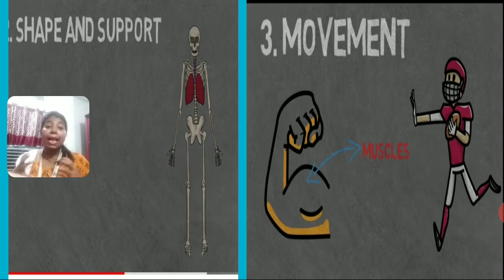Clear? The joints help us to twist and turn the different parts of our body, for which we are able to write, we are able to run. We can hold things, so many activities. So these are the three functions of our skeletal system. What are the functions? The first one is it protects our body parts. Second, it gives us shape and support, and the third is it is helping us in moving the different parts of our body. Clear?